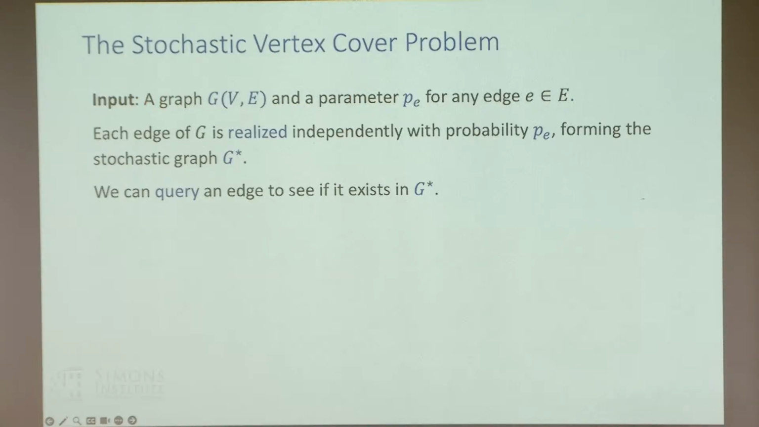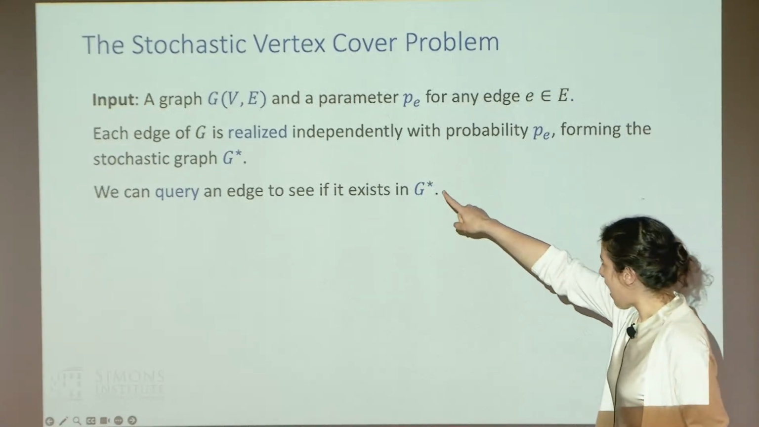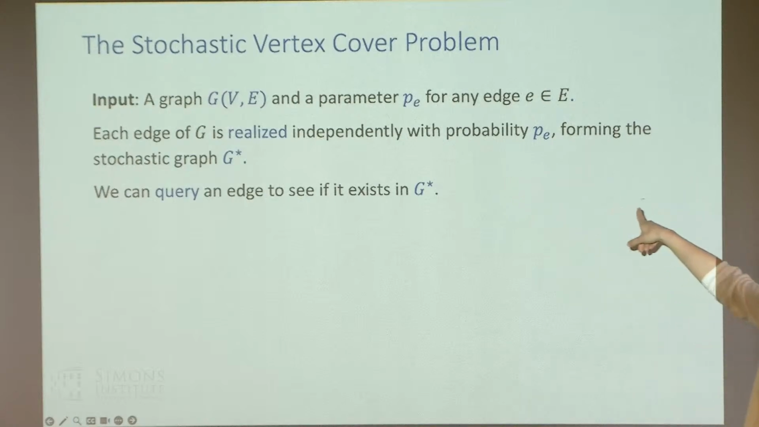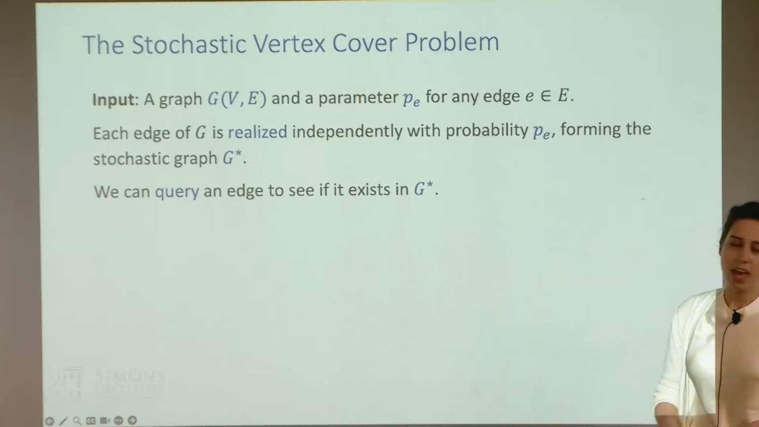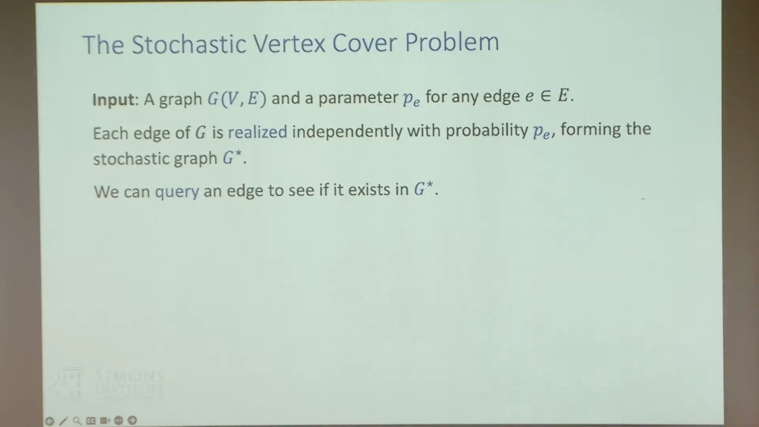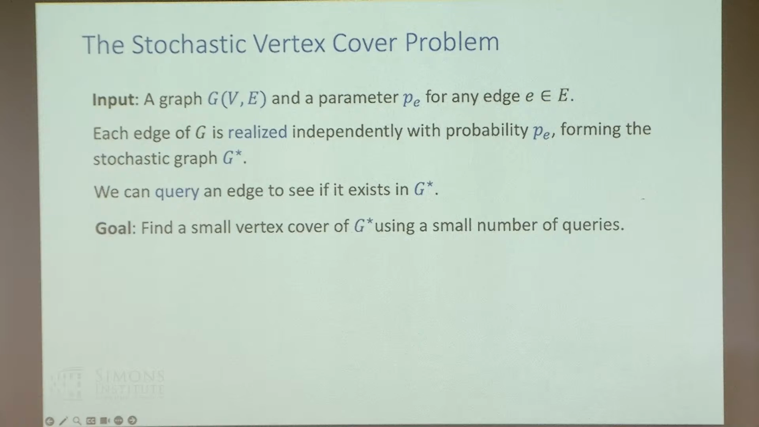Now, let me go over the problem again formally and talk about algorithms. So our input is, again, our base graph G and a parameter p_e for the existence of each edge. Edges are realized independently with those probabilities, forming our stochastic subgraph G star. And we can query the edges to see whether they exist or not. And based on that information, we want to find a small vertex cover.